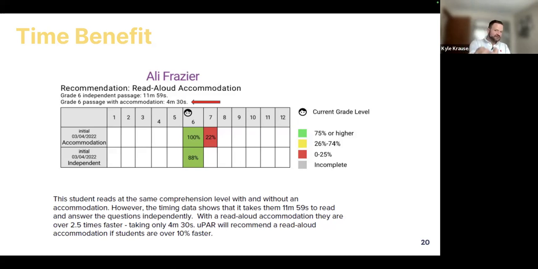But when you have a student like this who's twice as fast with that accommodation, that's a really interesting point to say, okay, independently, you're there, with that read aloud support, you're there, but you're so much faster when you have that support. So a little bit of that efficiency piece built in there as well.